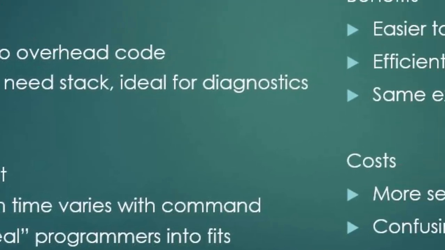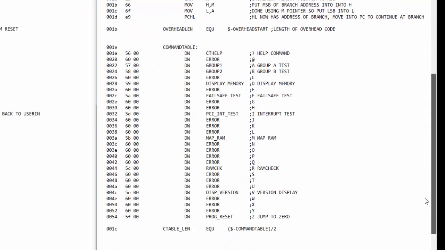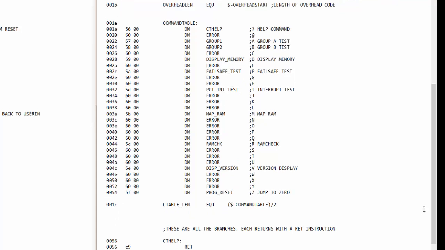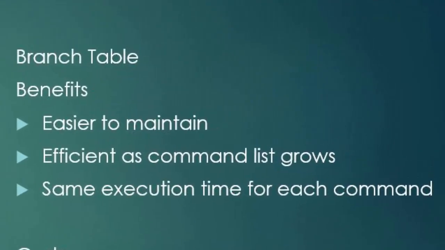What are the branch table benefits? Well, they're actually easier to maintain once you put them in. They're very simple. For example, let's look at the command table. If we want to change this or add to this, it's very easy to come in, look to see which commands haven't been assigned yet, and put new code in for that command. And it's easy to change things. It's just a little easier to read than the compare immediate. It gets more and more efficient as the command list grows.